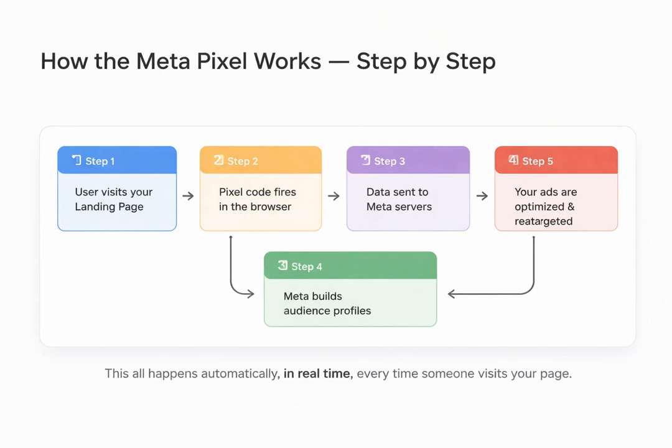Let's walk through exactly how the pixel works in practice. First, a user lands on your page, maybe your landing page, your product page, wherever you've installed the pixel. The moment that page loads, the pixel code fires silently in the background. It collects data about that visit and sends it straight to Meta servers. Meta then uses that data to build detailed audience profiles, understanding who your visitors are, what they're interested in, and how they behave. Finally, your ads are automatically optimized to reach more people just like your best customers. And the beautiful thing is, all of this happens in real time, without you lifting a finger after the initial setup.